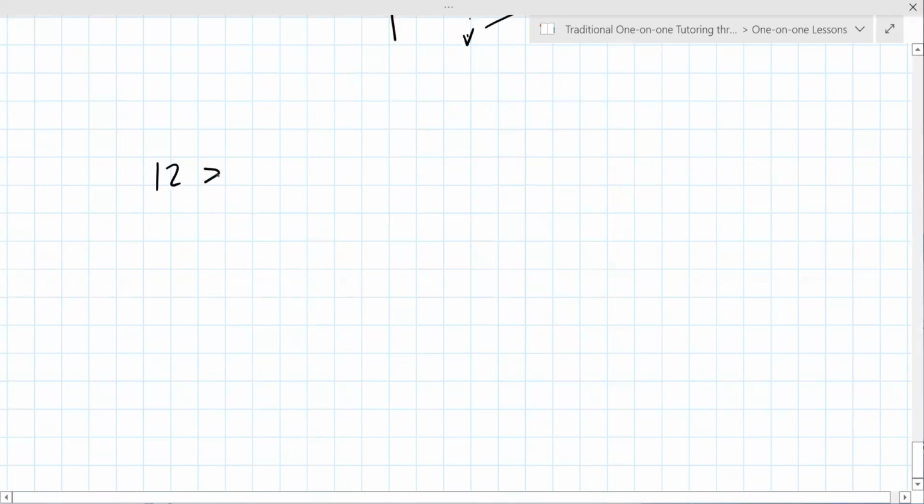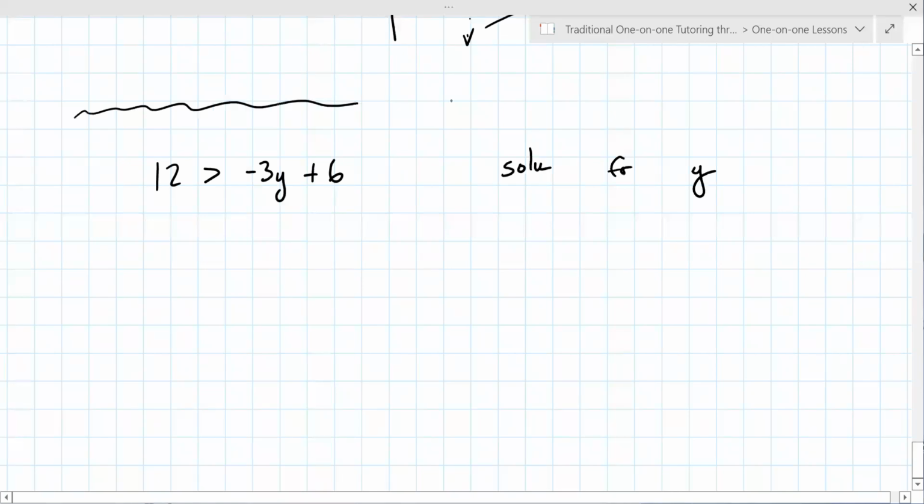12 greater than negative 3y plus 6. So the first thing I want you to do is to solve for y. If you have any questions, please let me know. Okay. Work that out on your own, please.